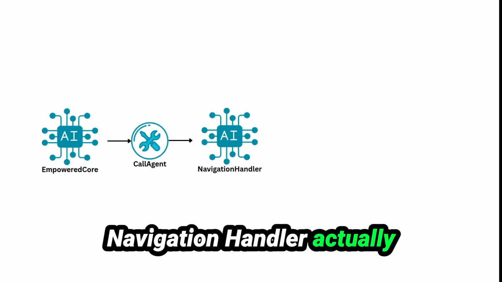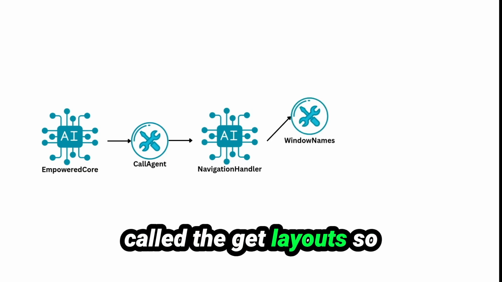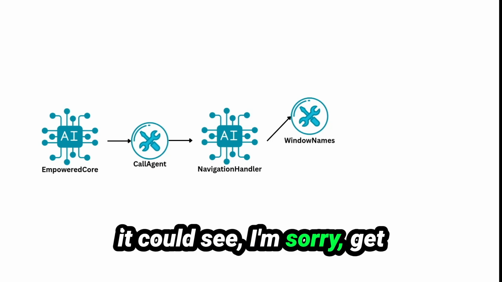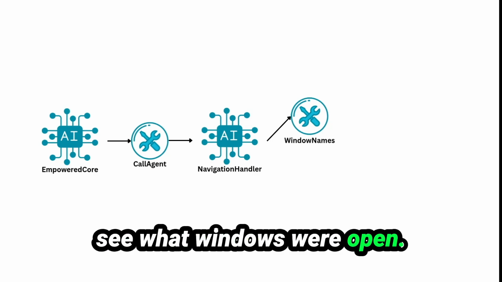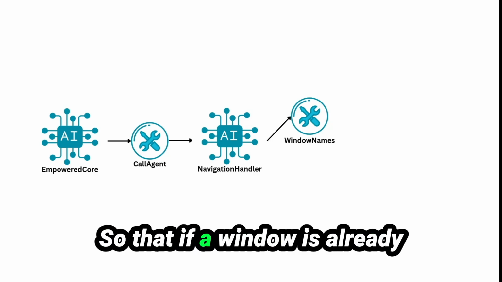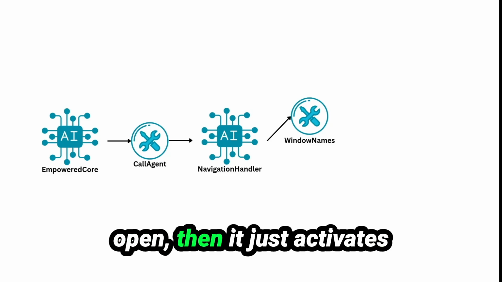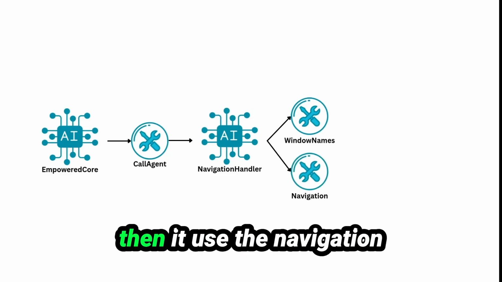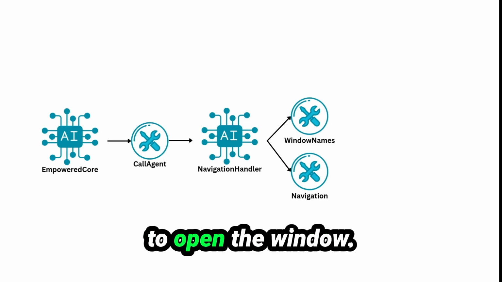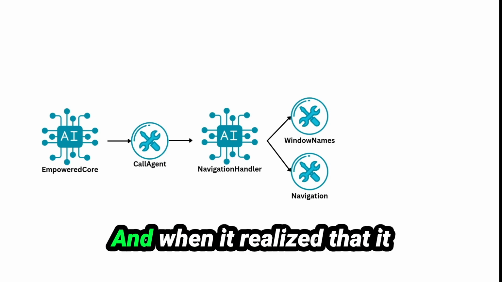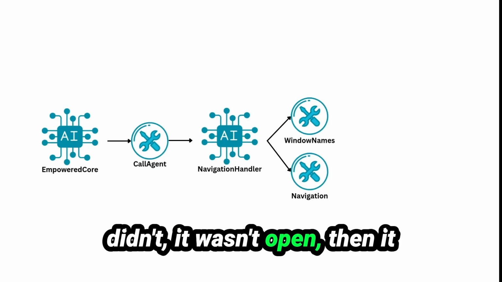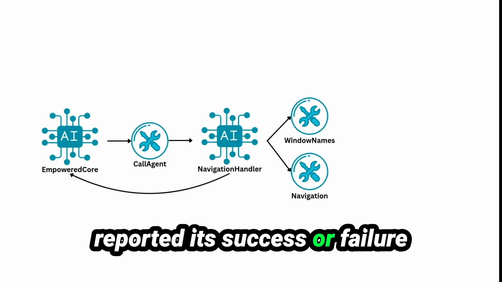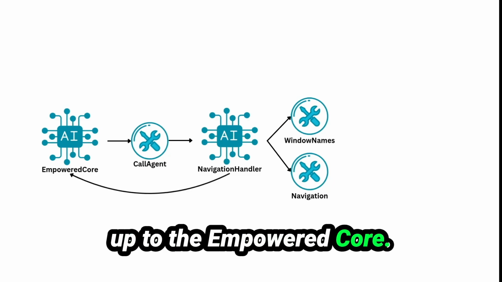The navigation handler actually called get layouts and get window names so it could see what windows were open, so that if a window is already open, it just activates it rather than opening another copy of it. And then it used the navigation to open the window, and when it realized that it wasn't open, it reported its success or failure up to the empowered core.